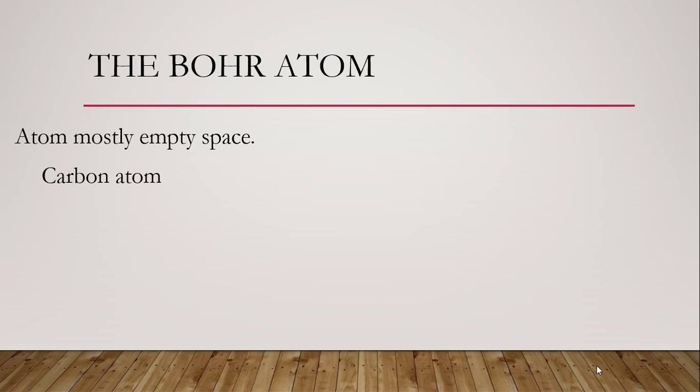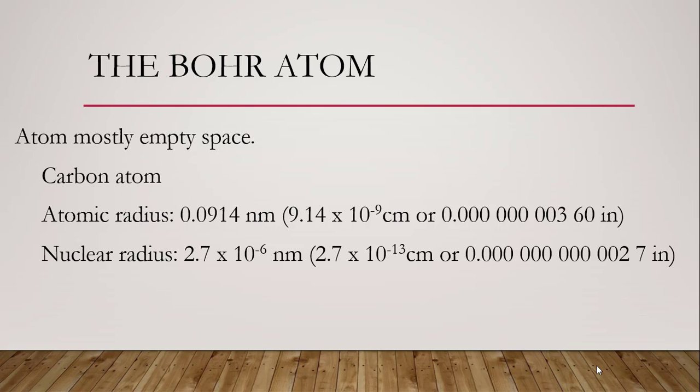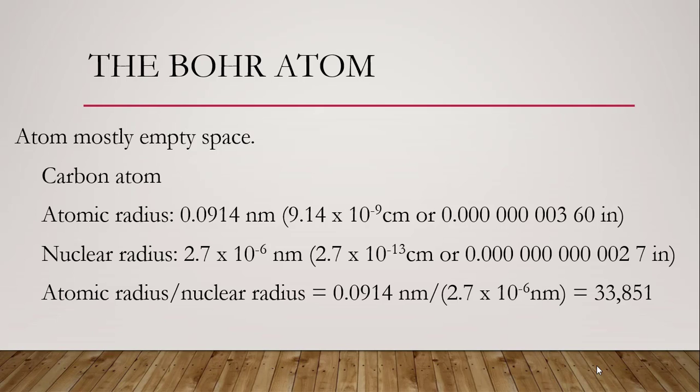Take, for example, a carbon atom. The radius of a carbon atom is 9/100ths of a nanometer, which works out to be approximately 4/1000ths of an inch. The radius of the carbon atom nucleus is about 3/1,000,000ths of a nanometer, which works out to be about 3/1,000,000ths of an inch. If you take those radii and compare one to the other, you see that in actuality, the overall atom is about 34,000 times larger than the nucleus. Now that's a big number.